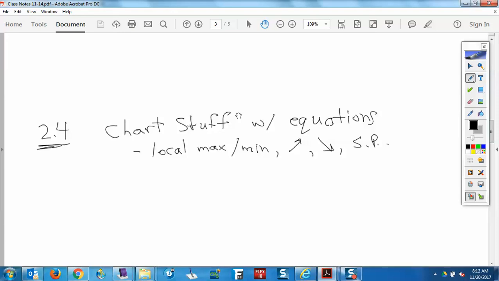So we're going to look at local max, local min, inflection points. We're going to do a little of that today too. You know, stationary points, maybe inflection points, concave up, concave down, that kind of stuff. Okay, so that's kind of what we're trying to do here.